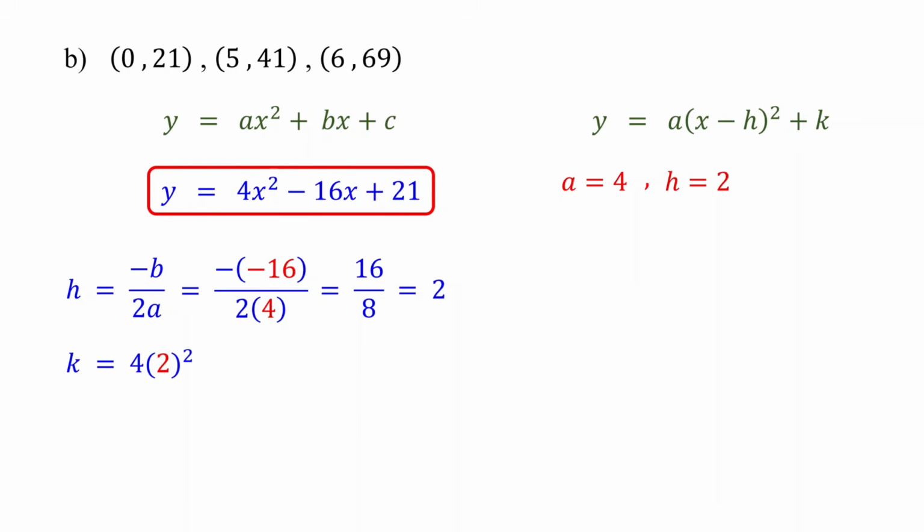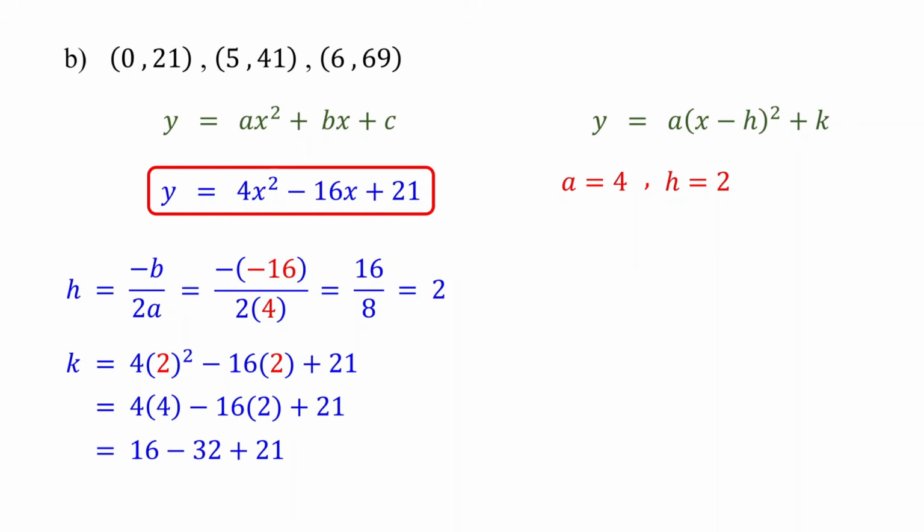Then, find k by substituting the value of h back into the equation in standard form. Therefore, the value of k is 5. Finally, write the equation of the quadratic function in vertex form by substituting the values of a, h, and k.